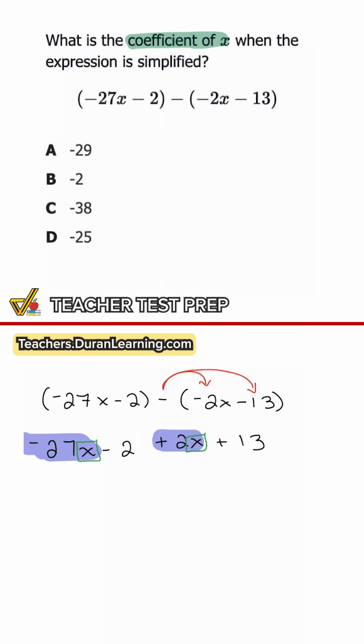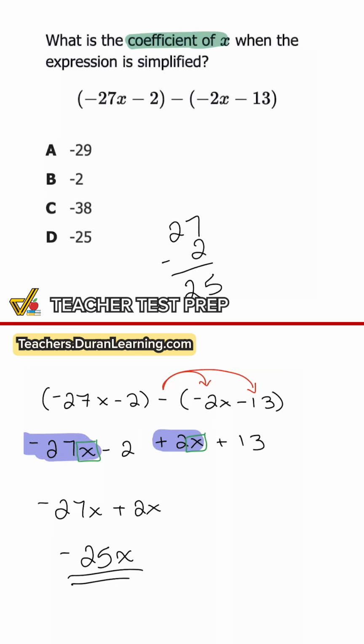So what we truly have is negative 27x plus 2x, which is basically like 27 minus 2, but we keep the sign of the bigger number. So it's going to be 25, but because the bigger number is the 27, the negative, this is now negative 25x. So boom, it's not negative 29, because that 2 is no longer negative. It's positive now after we distributed. So again, it's a trick. A is close, but the correct answer here is D, negative 25.